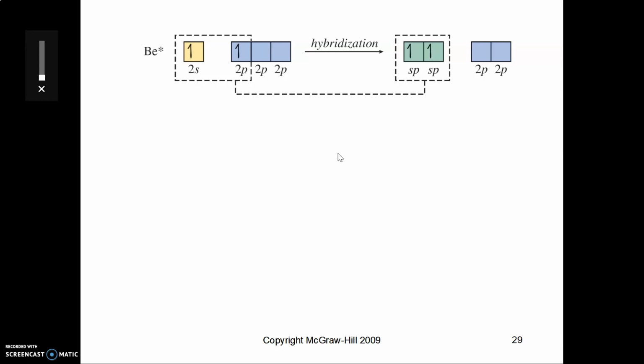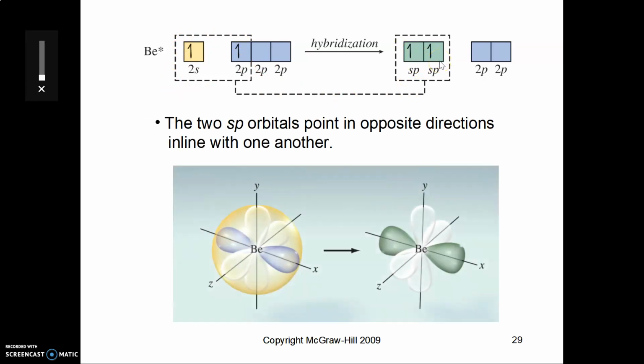So if we look at our beryllium, right, we can actually hybridize. We can combine their s and p orbitals and put 1 electron in each. All right. So the 2 sp orbitals point in opposite directions in line with one another. So that's this one and this one. Okay. So this is what they look like, and then you have your normal orbitals here in the white. Right.